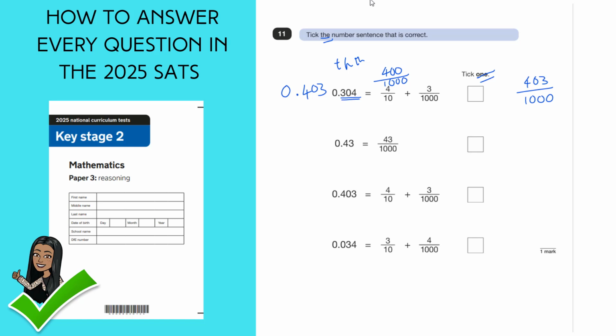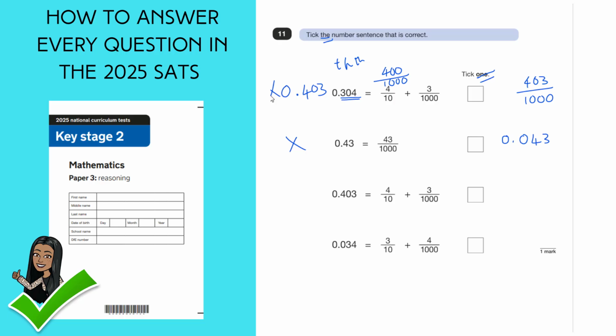So here 43 over 1,000, remember thousandths are 3 decimal places, so 43 over 1,000th is actually 0.043. 43 thousandths is equal to this, not to this. So that one doesn't work.